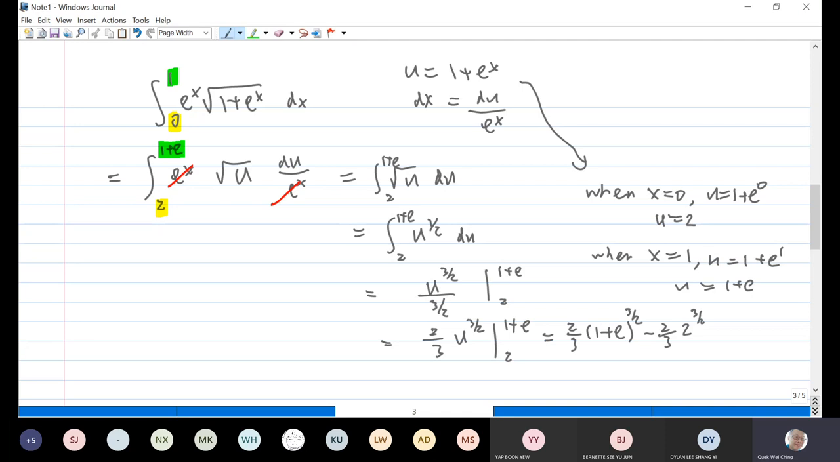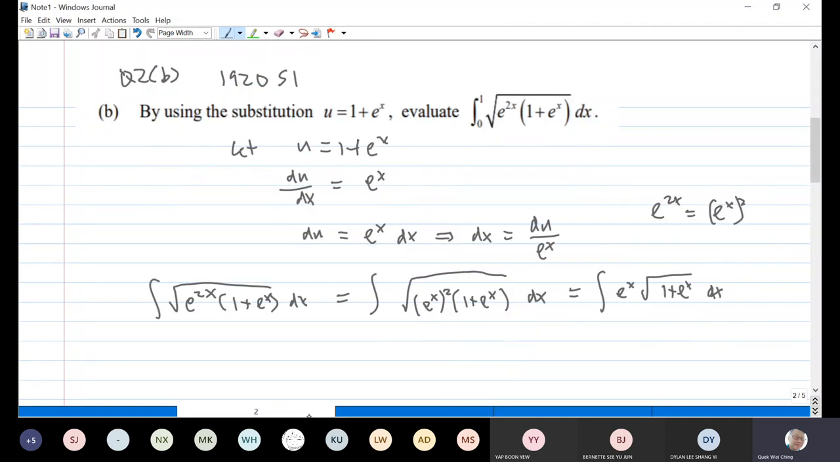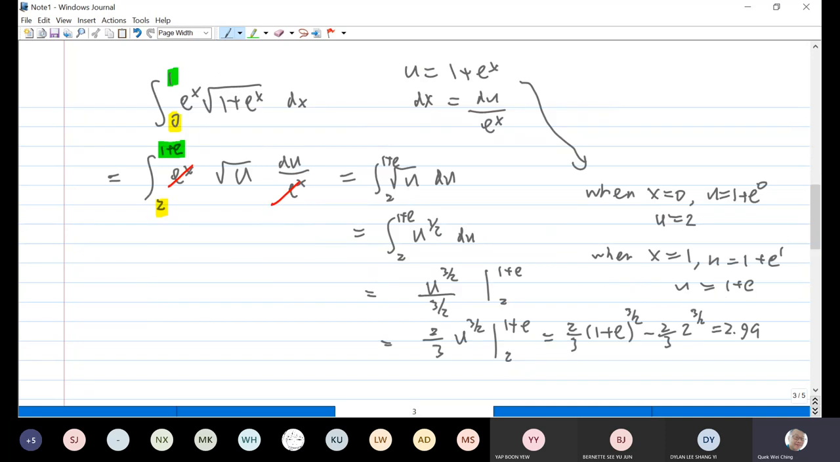Let's see what I get now. 2.9943. You can check the answer. This is question 2B, right? And check again. How come I get a different answer? I get 2.99, but the answer sheet gets 2.89.